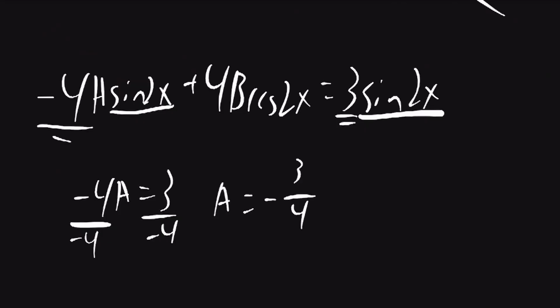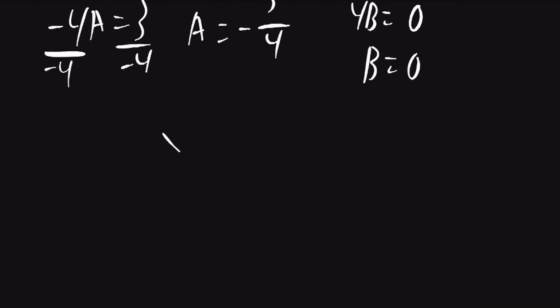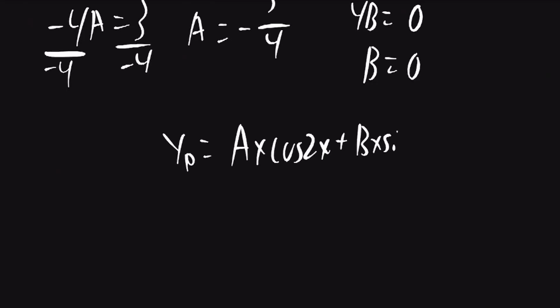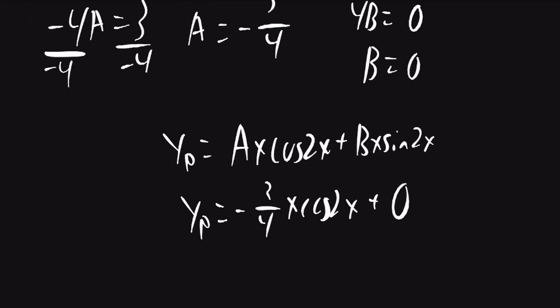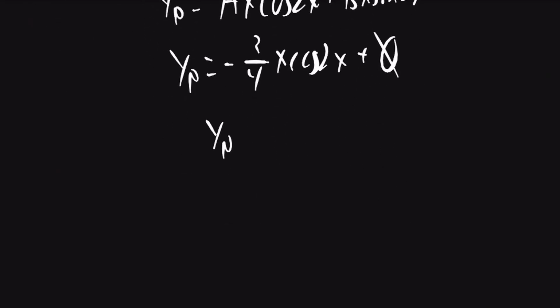We can compare coefficients of cosine 2x. On the left, it's 4b, and on the right, it's 0. So b is going to be equal to 0. Earlier, we said yp is equal to ax times cosine of 2x plus bx times sine of 2x. So yp is going to be equal to negative 3/4 times x times cosine of 2x plus 0. So yp is just going to be negative 3/4 times x times cosine of 2x.